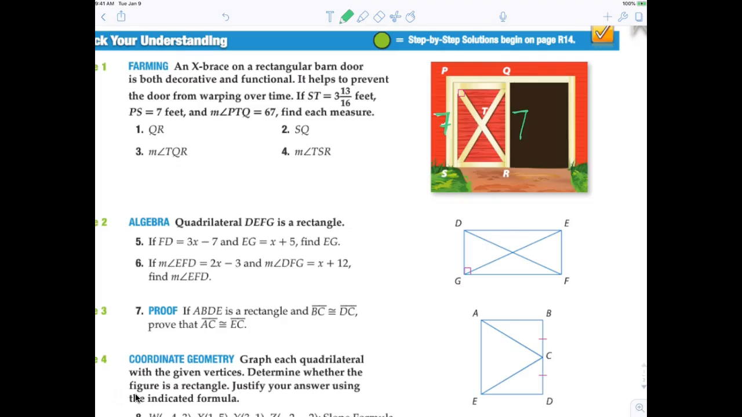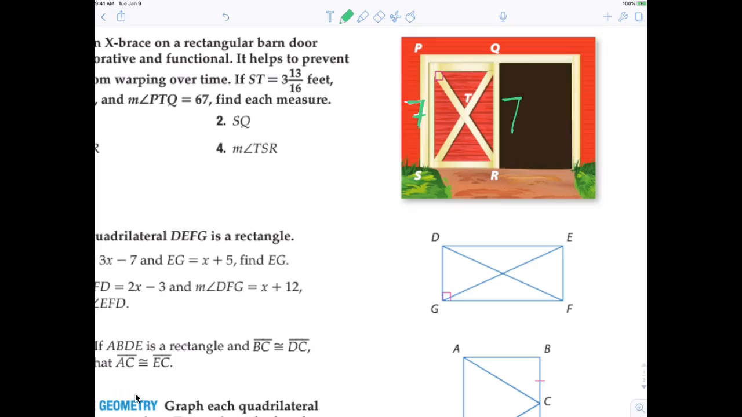And then it says ST is 3 13/16, so let's mark that. 3 13/16, which means that TQ is what? 3 13/16. And what would PT be? Exactly, and TR would be the same. Does everybody agree with that? Because remember, we said the diagonals of a parallelogram bisect each other, so that means this is equal to this. And then we also said the diagonals of a rectangle are equal, so those are all congruent. Is everybody with me on that?